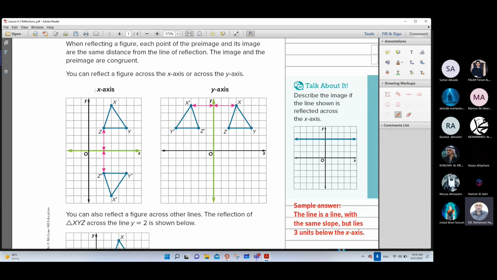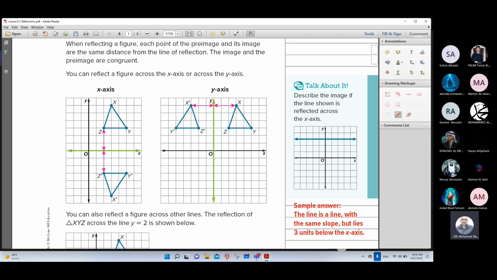As you see here, across the x-axis, this is the coordinate plane. Here we have the pre-image, and here we have the image. As you see, the distance from Z to the x-axis equals the distance from Z prime to the x-axis, same idea between x and x prime.